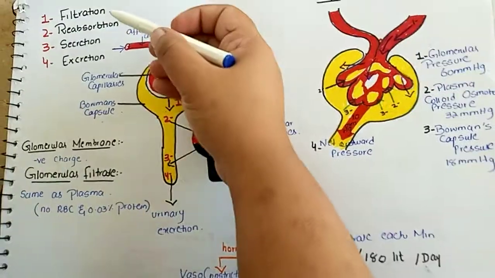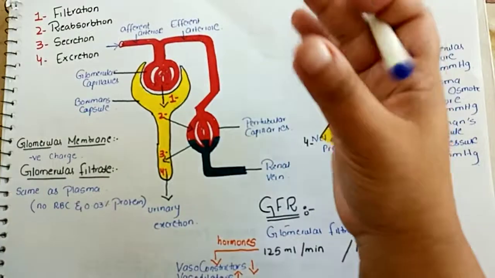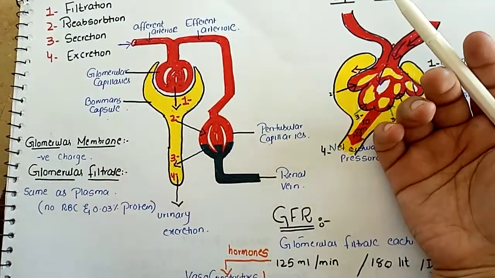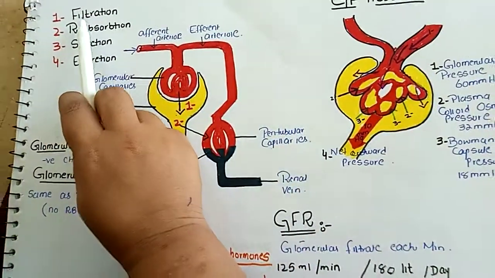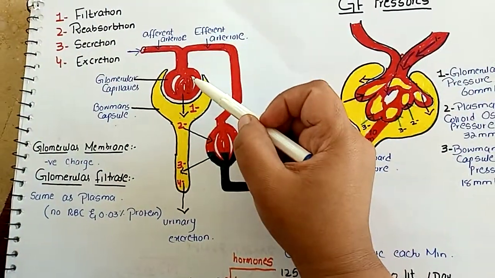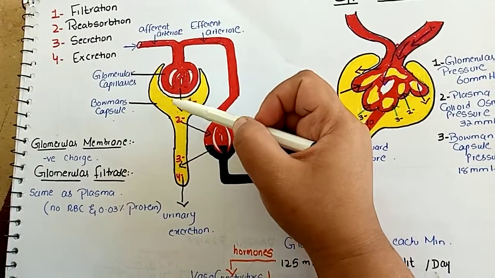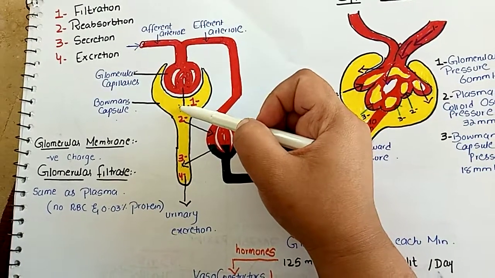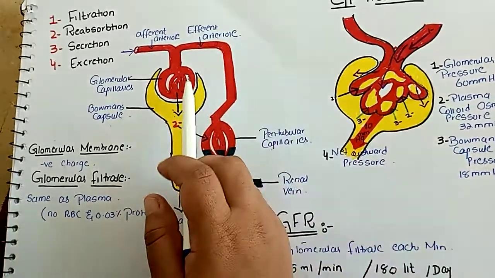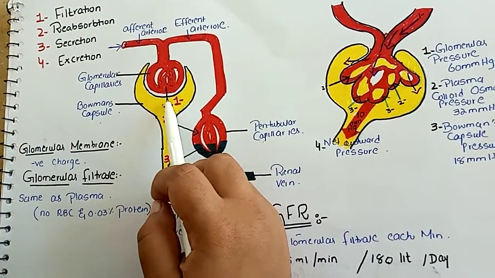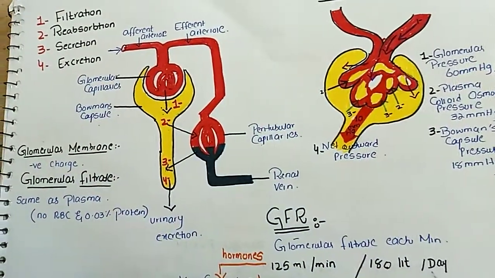There are four steps or functions involved in urine formation, and the basic function of the nephron is the cleaning of the blood. So there are four steps in the cleaning of blood within our body. The first one is filtration. This is the glomerulus and this is the Bowman's capsule. Plasma will move from the glomerulus into the Bowman's capsule due to the high pressure of the glomerulus, and the filtrate formed as a result of this transportation of plasma is called the glomerular filtrate.